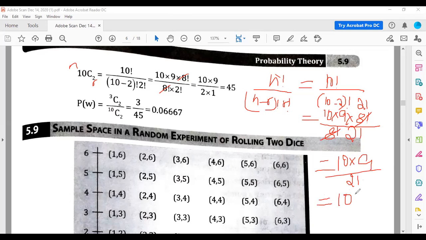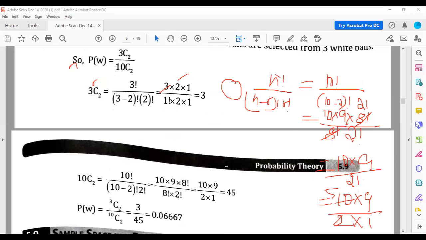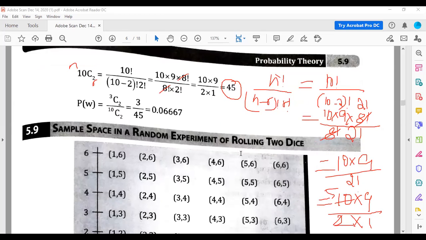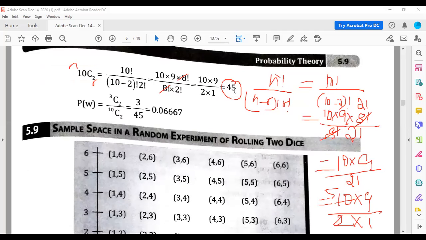So 2 factorial is 2 into 1. So 2 ones are 2, 2 fives are 10, I can do 5 nines are 45. So we understood the value of 3C2, and we also understood the value of 10C2. Now take both of the values. 3C2 value is 3 and 10C2 value is 45.